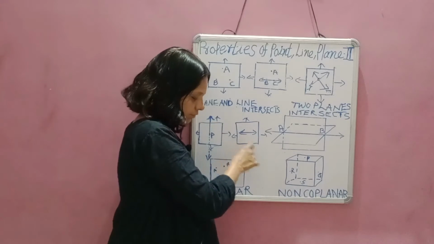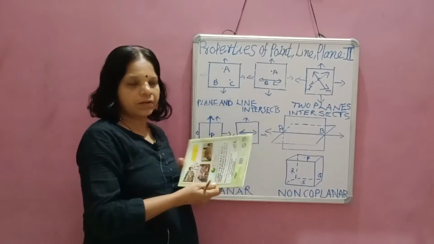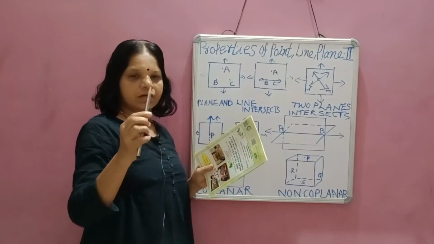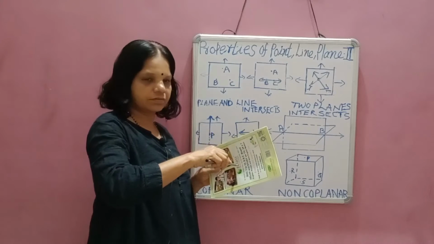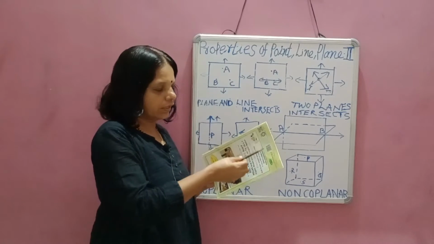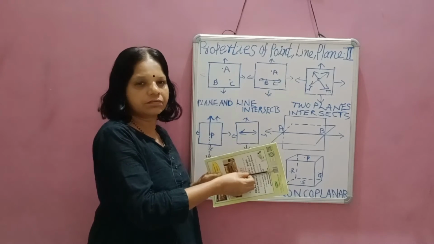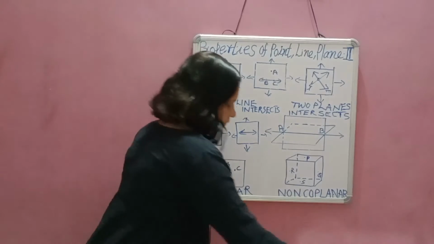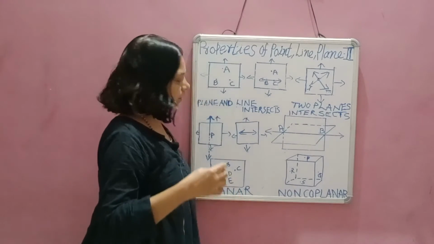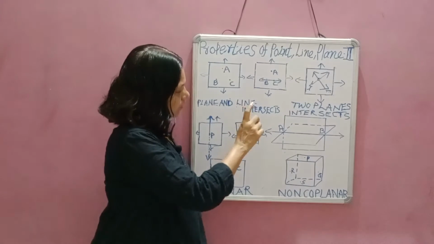These are the two cases. For example, suppose this is a plane, this is the line. If it intersects like this, the intersection is a point. This is the line. If the line is in the plane, then the intersection is the line itself. Clear? That is the intersection of a line and a plane, the two cases.